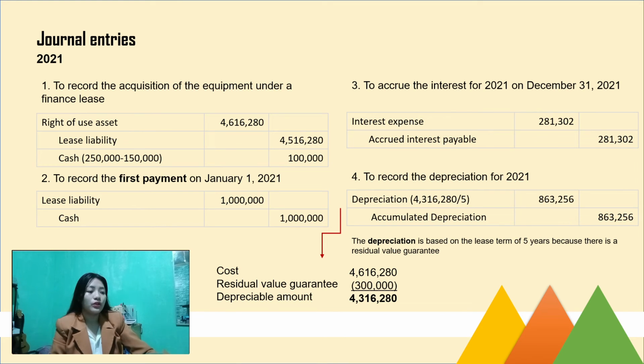whichever is shorter. So, dito sa illustration, ang lease term ay 5 years and the useful life ay 6 years. So, which is shorter, of course, the lease term. So, kaya ang gagamitin natin ay yung 5 years. So, again, to get the amount of the depreciation, 4,316,280 divided by 5 is 863,256. Let's go now to the year of 2022.